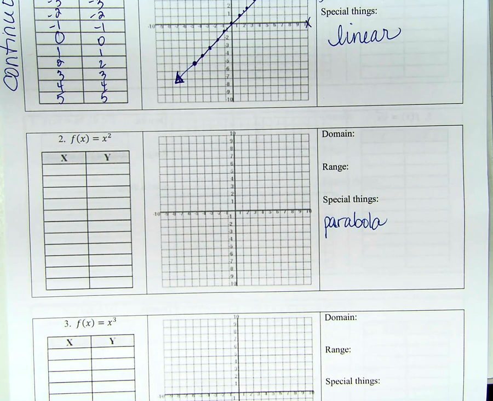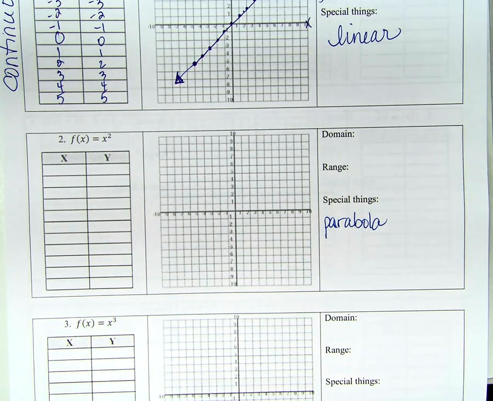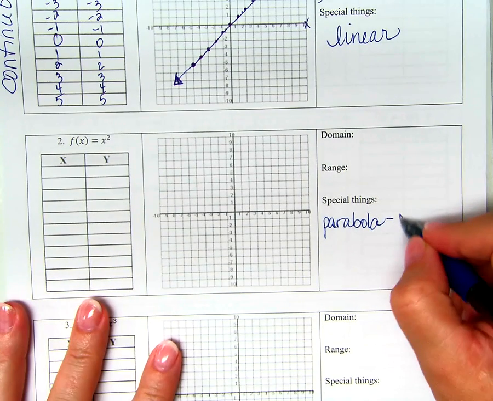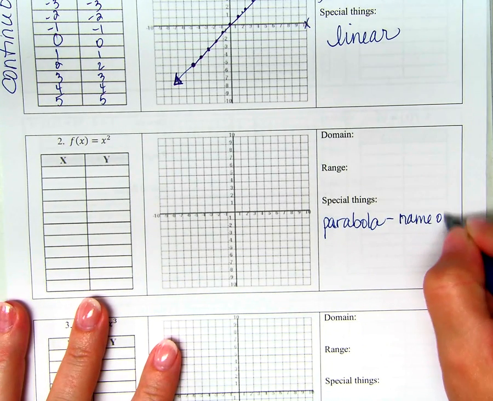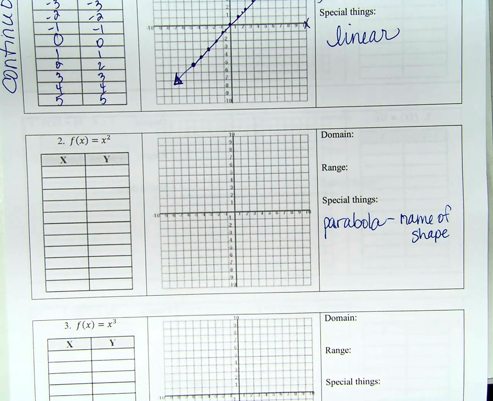The parabola is the name of this graph. So this is the name of the shape that it makes when you graph it. It's not the name of the parent function, though. Doesn't it create like an arch? That's what a parabola is, yes. The name of this parent function starts with a Q. Quadratic. It's quadratic.